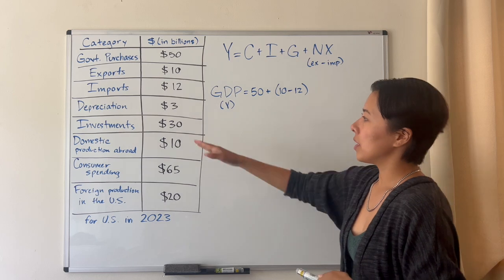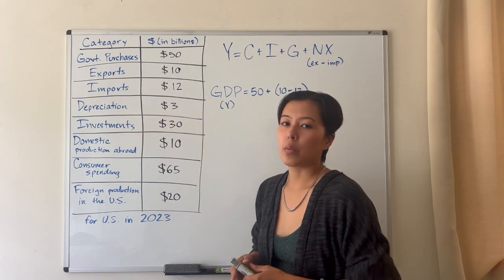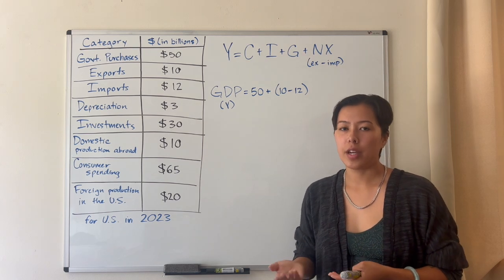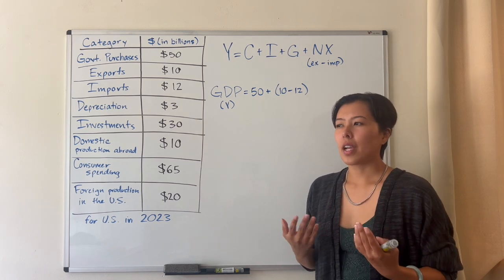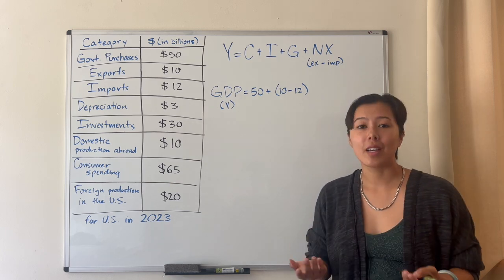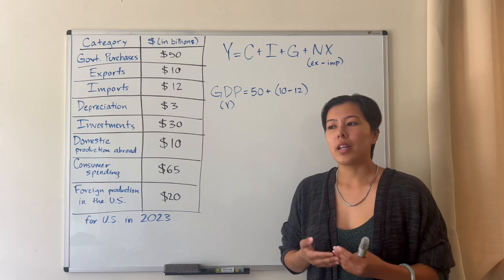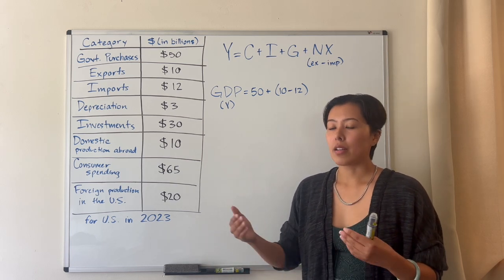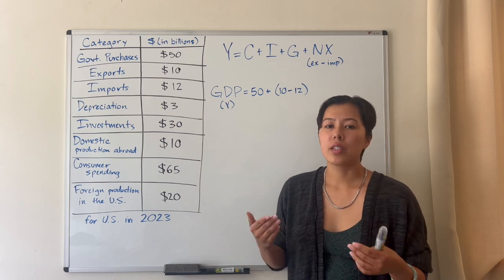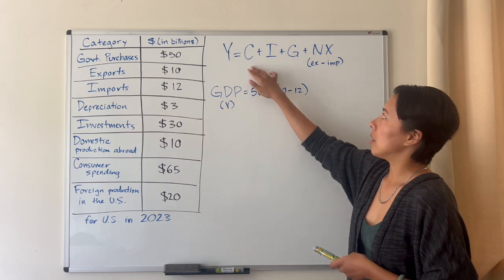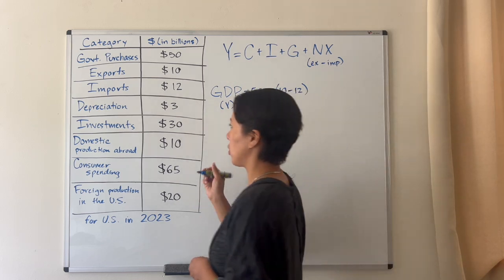Our next item is depreciation. Depreciation is just the value that capital equipment loses over time. A way to think about this is when you buy a new car, maybe that car is worth $10,000 right when you buy it, but as soon as you start driving it, it's losing value over time. That loss in value of that piece of machinery would be called depreciation. But we know depreciation is not a component of GDP, so we're just going to ignore this one.